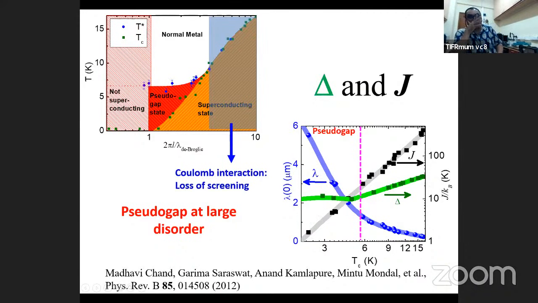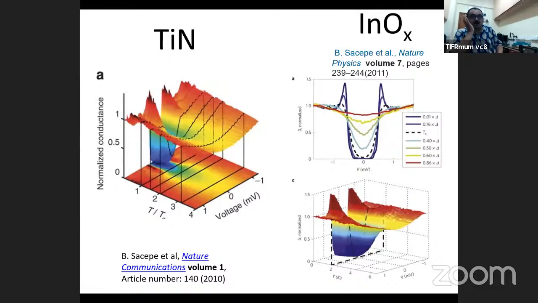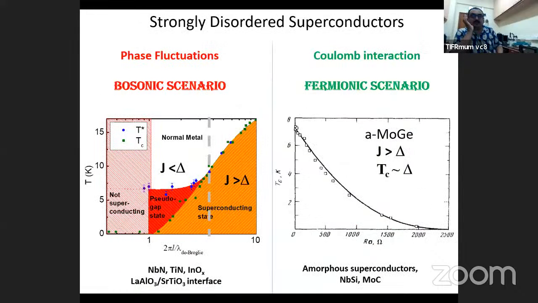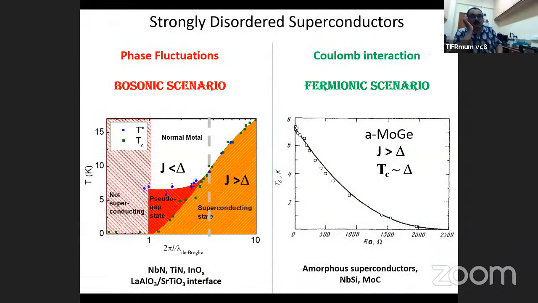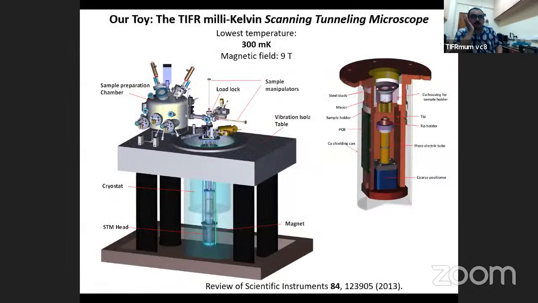So this is what shows you that the pseudo gap is actually resulting from phase fluctuation destroying the superconductivity. All right, these are some images of the pseudo gap for the other two reports that appeared simultaneously that I mentioned to you at the beginning. And okay, I think this is all that I had to show you.